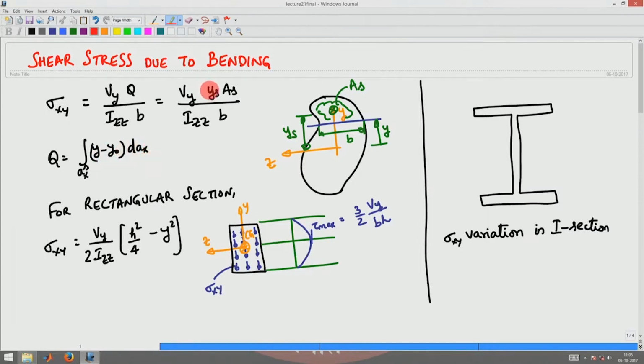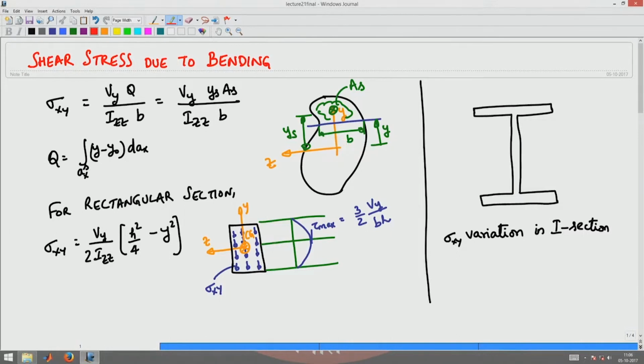It is in particular given by the integral of y minus y naught dA. So we can write Q as Ys times As, where Ys is the centroid of the section area up to which we are interested in finding the shear stress, and As is the area of the cross section up to the point where we are interested in finding the shear stress. In particular, if you are interested in finding the shear stress at this blue cut, you have to consider the area above the blue cut for As, and Ys would be the center of that area measured from the neutral axis location, where the origin of this coordinate system is at the neutral axis location.